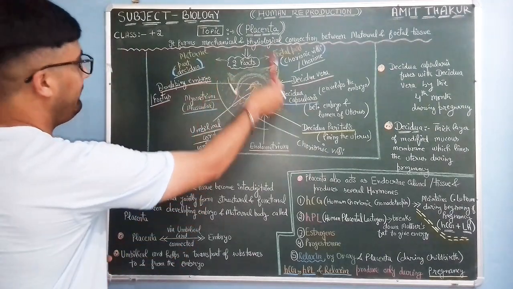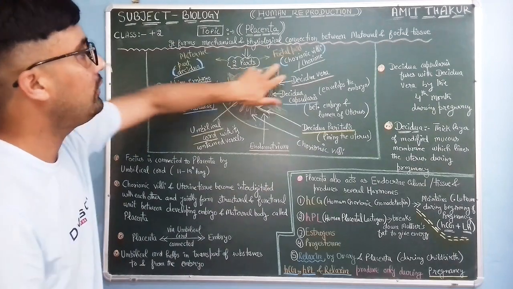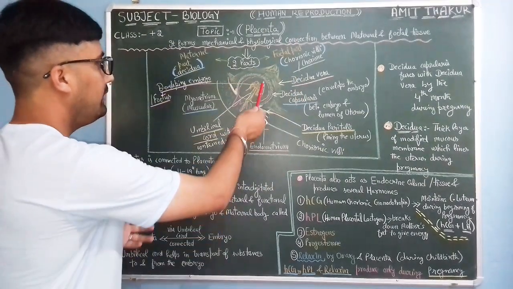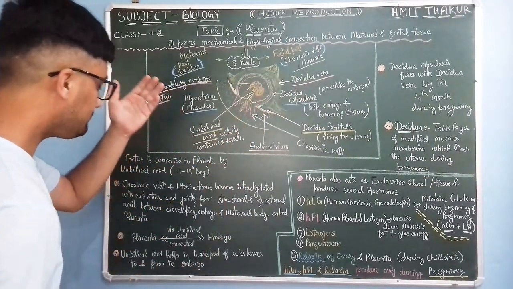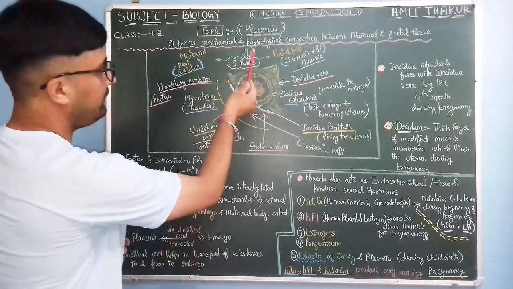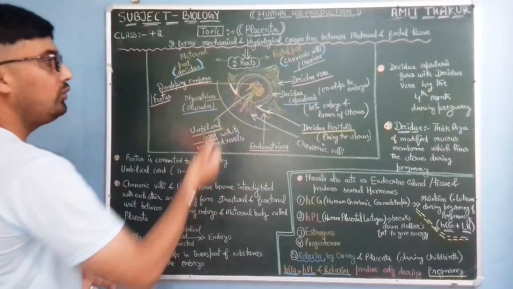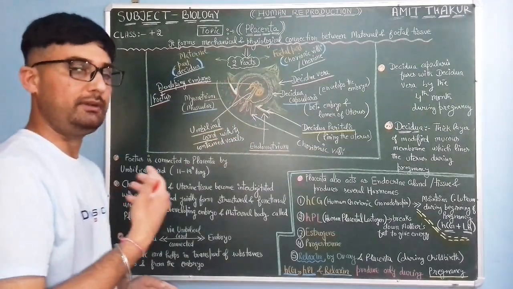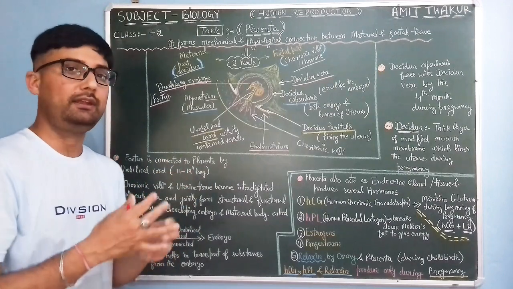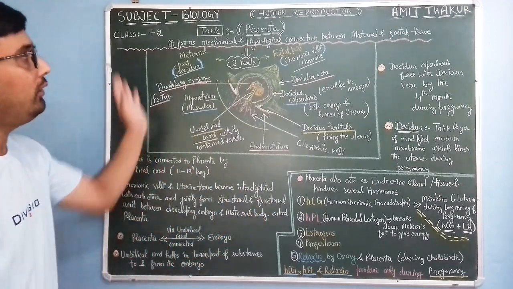And that's all about placenta: two parts, the maternal part and the fetal part, decidua and chorionic villi. The placenta gets connected with the embryo via the umbilical cord, which provides nourishment, or transport of substances in and out of the embryo. So it's all about placenta.